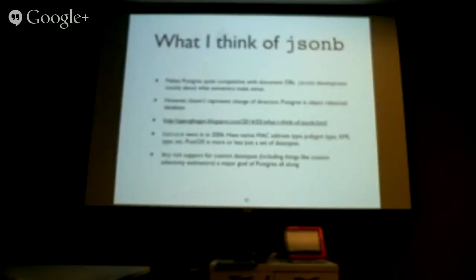This was a major goal for Postgres all along. People got very excited about JSONB. A lot of people on the internet at large got very excited about the JSONB type, and a lot of the core developers wondered what all the fuss was about. I think both are right.